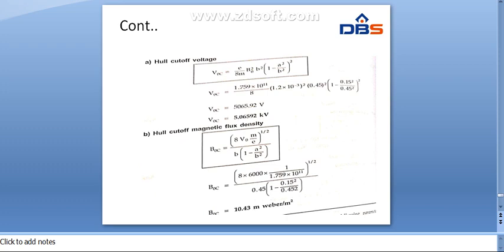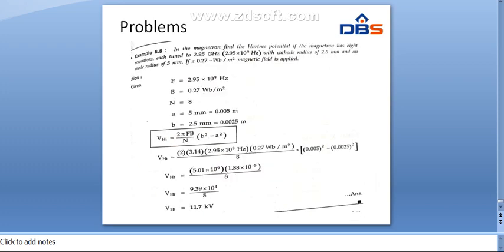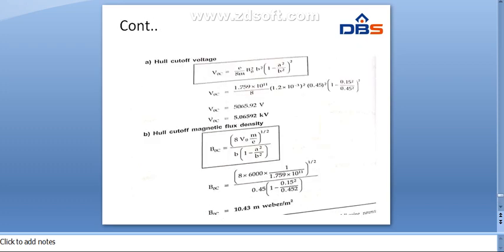The Hull cutoff voltage, so see here and substitute all these values, then we get the Hull cutoff potential as 5 kilovolts. And the second one, the Hull cutoff magnetic flux density: B0 equal to (8 V0 m by e) whole power 1 by 2, by b into (1 minus a square by b square). Here we get 10.43 milliwebers.